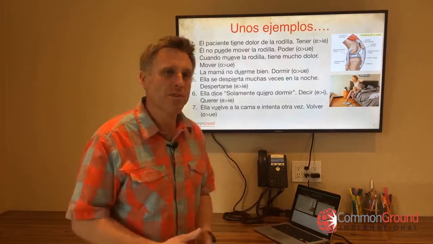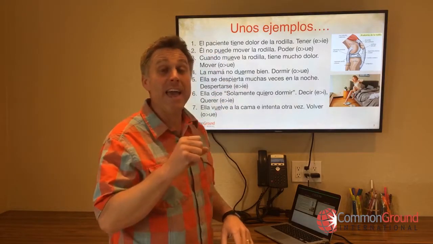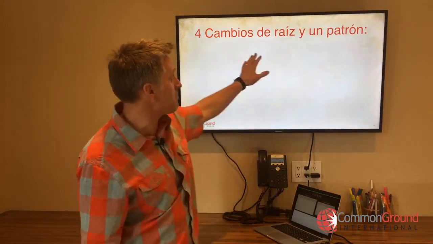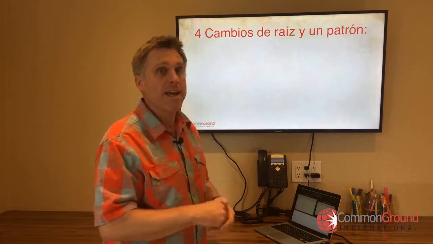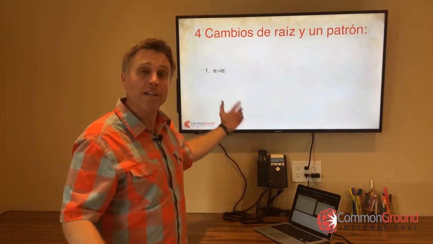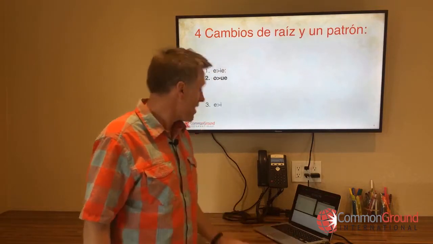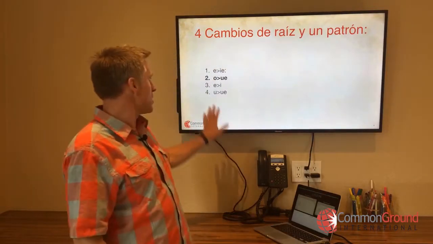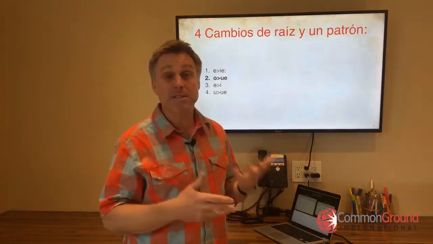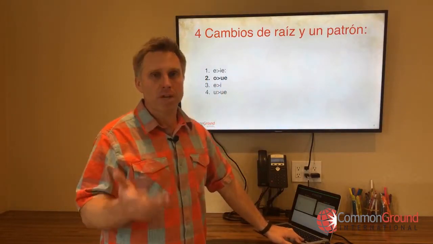So what I want to share with you is cuatro cambios, 4 different kinds of changes, and the pattern for how you change these stem changing verbs in español. So cuatro cambios de raíz, 4 stem changes, y el patrón, and the pattern. Okay, so let's take a look. E to ie is one kind of stem change we saw quite a bit in those examples. O to ue is another. E to i, and then there's a lonely u to ue, which has very few verbs. In fact, the only one that comes to mind for me is the verb to play, jugar. Okay, so how do these verbs conjugate?